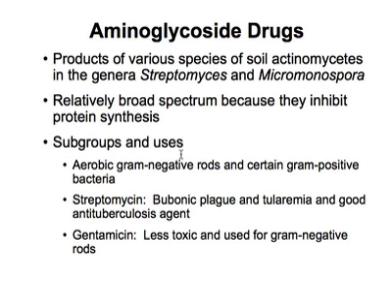Remember, gram-negatives can be hard to treat with things like penicillins or beta-lactams, and that is because they do not rely heavily on the cell wall. Streptomycin also works well for bubonic plague and tularemia, and it's a fairly good anti-tuberculosis agent, but again, this ototoxicity is an issue. And gentamicin is less toxic, and it's used for gram-negative rods.